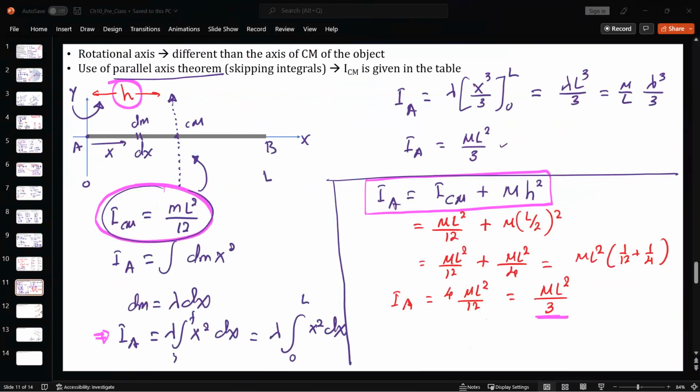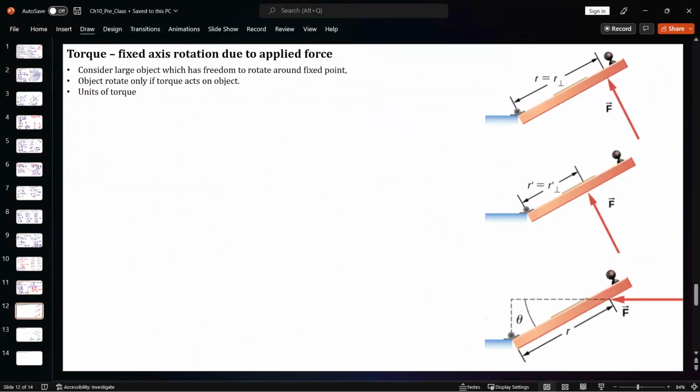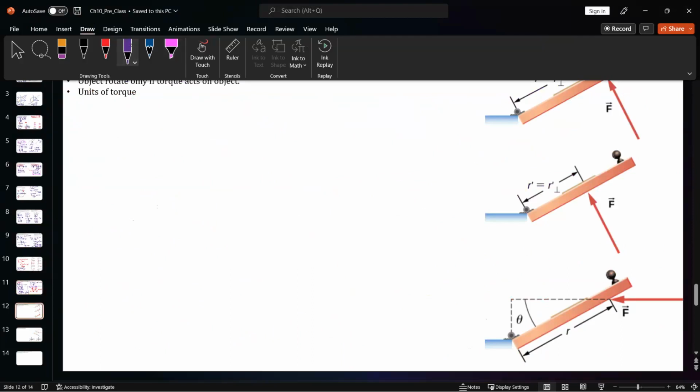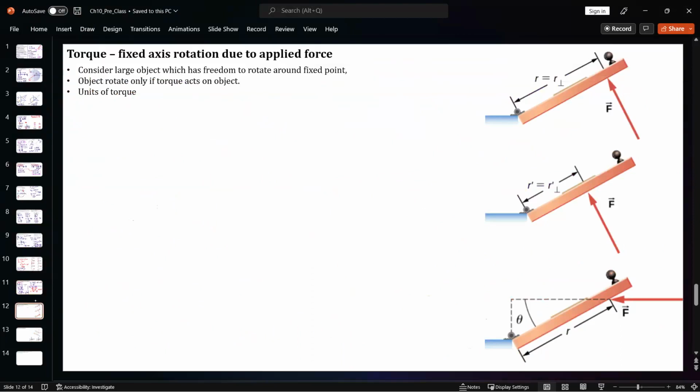Okay. All right. Let's take a look at the last important concept in this chapter, which is the concept of torque. What's the idea of torque? Torque basically means the idea of the rotational force, right? So let's take a look now.